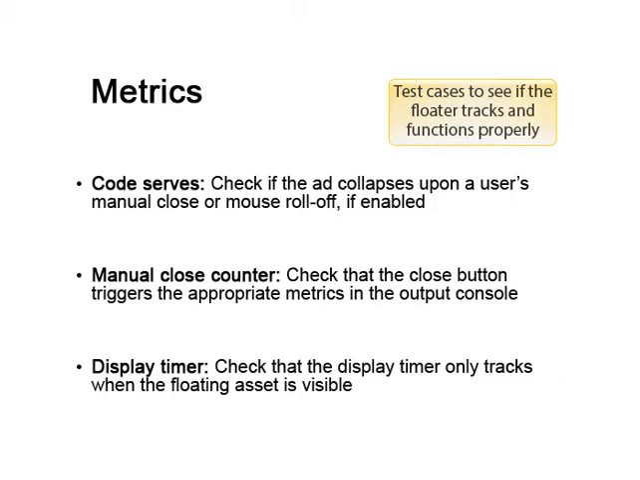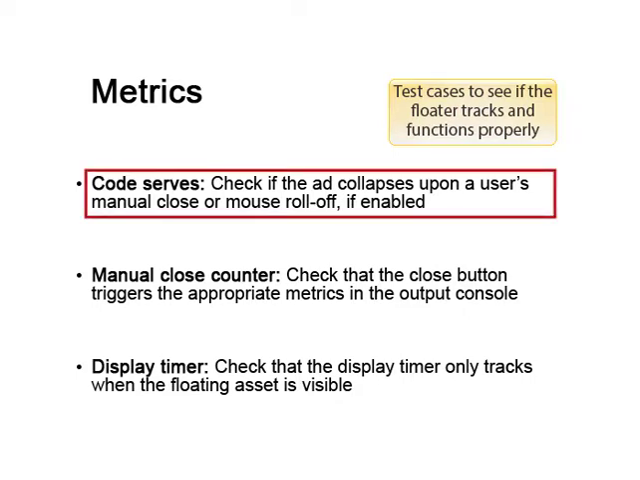There are a few tracking metrics that are specific to floating ads that you should check as part of your tracking tests. The first you should check for is the Rich Media Code Serves, which is unique to the floating creatives. The code serves counter tracks the number of times that the code for an interstitial ad is served to a user's browser. This may be greater than or equal to the number of impressions that are delivered because, in some cases, the code for an interstitial ad is served to a user's browser but the ad isn't displayed. As a result, the code can be served without an impression being counted.